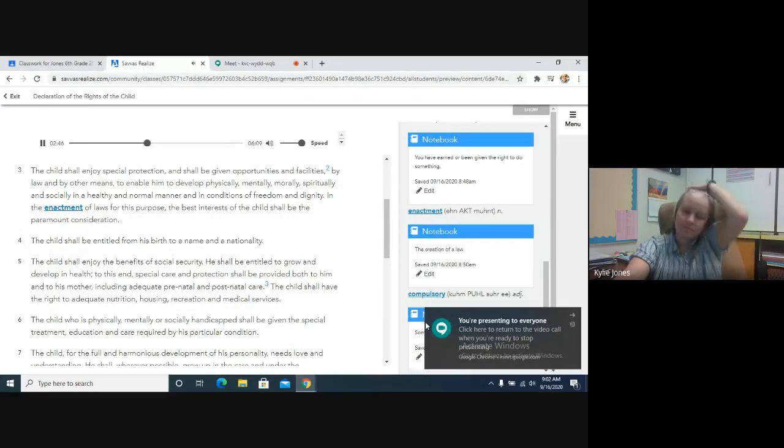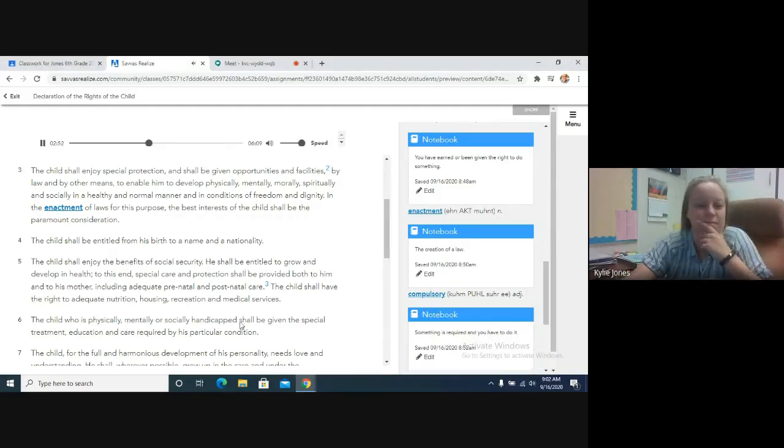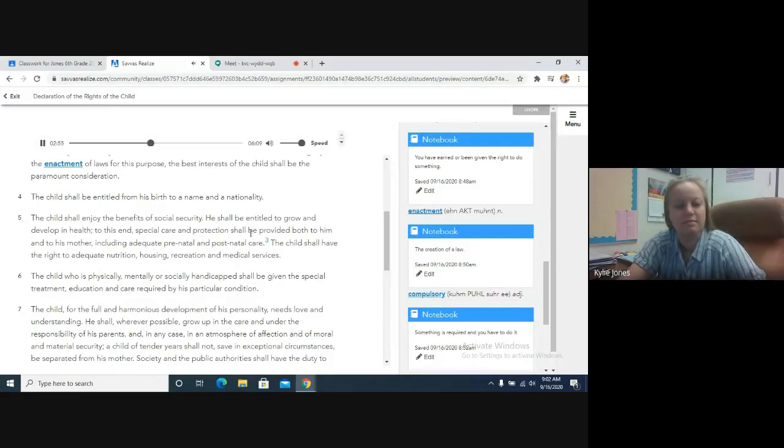The child shall be entitled from his birth to a name and a nationality. The child shall enjoy the benefits of Social Security. He shall be entitled to grow and develop in health. To this end, special care and protection shall be provided both to him and to his mother, including adequate prenatal and postnatal care. The child shall have the right to adequate nutrition, housing, recreation, and medical services. The child who is physically, mentally, or socially handicapped shall be given the special treatment, education, and care required by his particular condition.